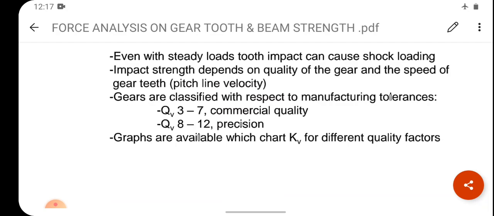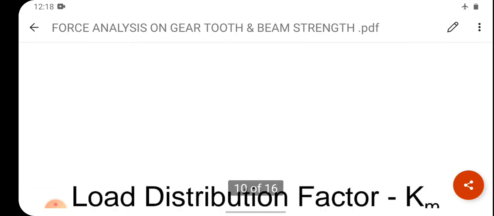Gears are classified with respect to manufacturing tolerances, that is QV 3 to 7, that's a commercial quality, and QV 8 to 12 value gives you precision quality. So from the graphs you can calculate KV value as per the gear manufacturing methods. So graphs are available which chart KV for different quality factors. You can calculate the value from this graph, that is the value of KV.